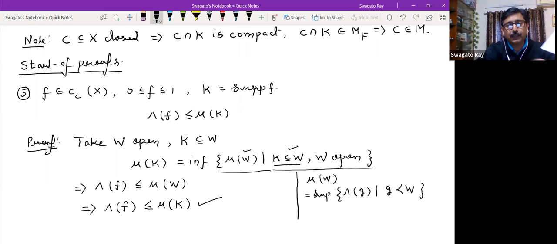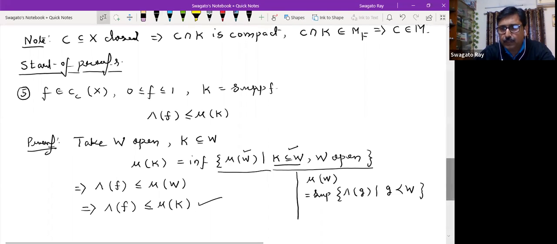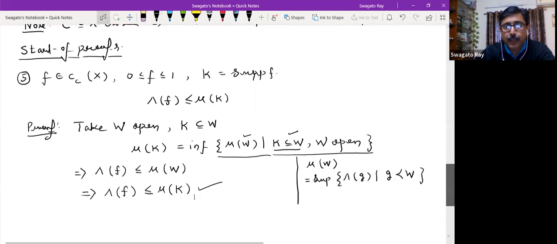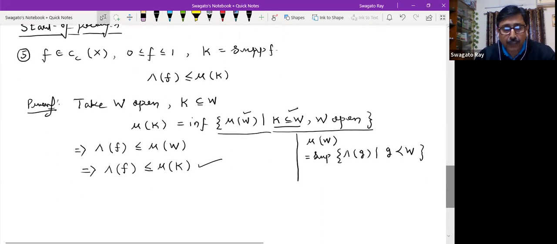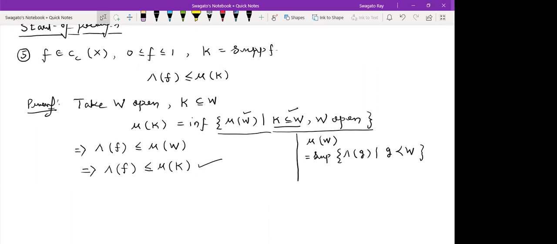The relation between lambda F and mu K, where K is the support of F. I'm going to use this next. If you have any doubt, let me know. We are not in a hurry. If you are in any doubt, let me know. I can explain again.